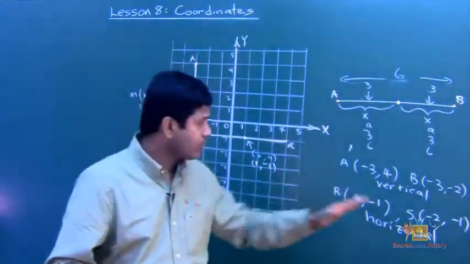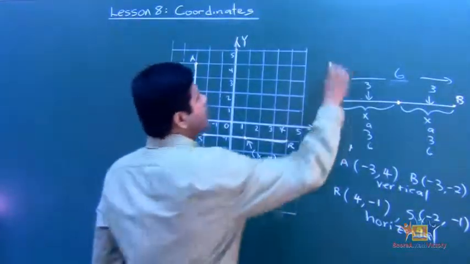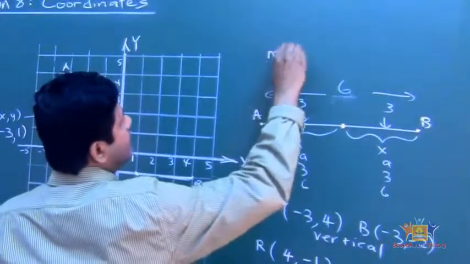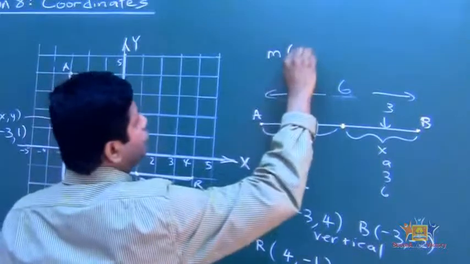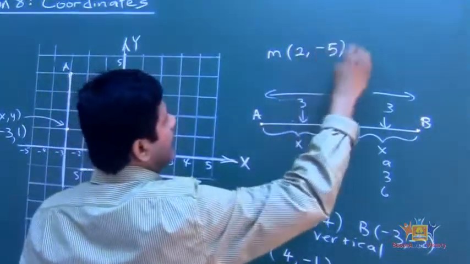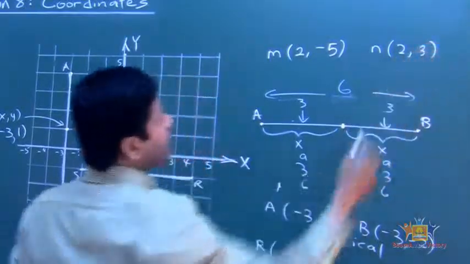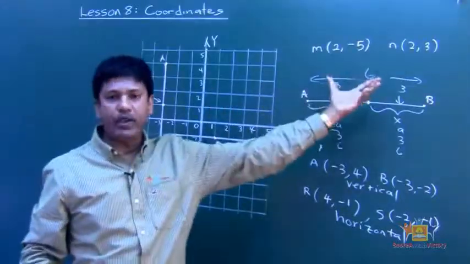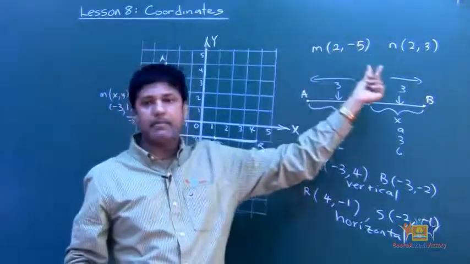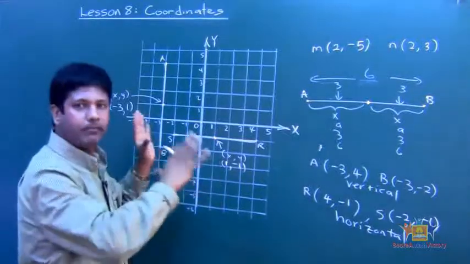All right, let's pick a vertical line. Let's say Mr. Mac gives you a point M, which is (2, -5), and then N is (2, 3), and I want to find the midpoint of line MN. So what's our first step? Plot them. Plot them, very important.